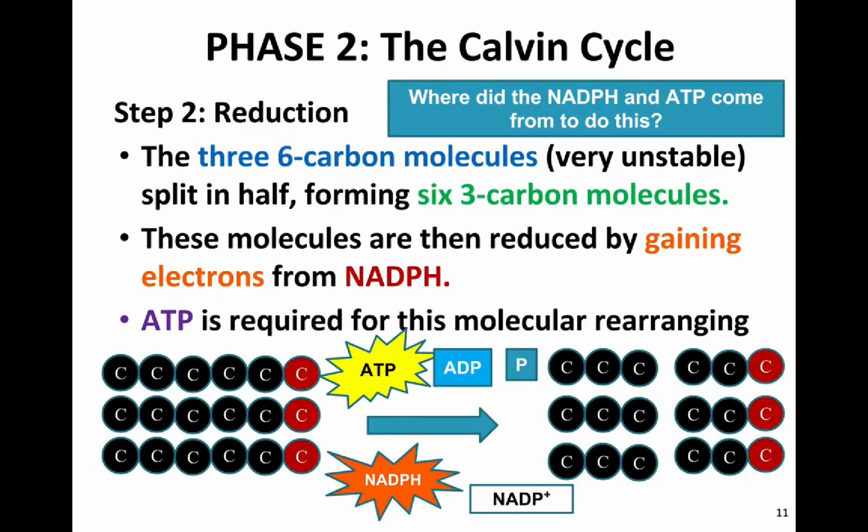Just remember, the color does not matter. It's just meant to show you where that carbon atom came from. By the way, the question above here says, where did the NADPH and the ATP come from to do this? I already answered that question, but the answer again is from the light reactions. Those 2 things are the products of the light reactions, and that was phase 1 of photosynthesis.